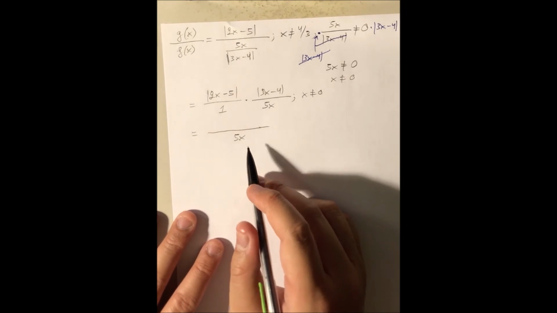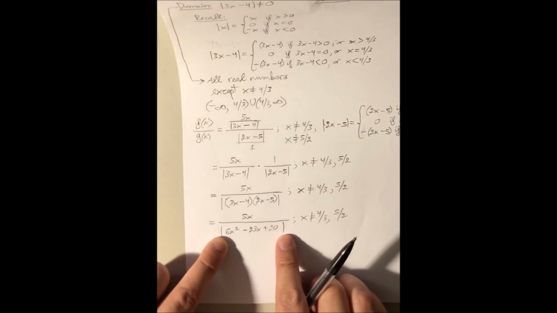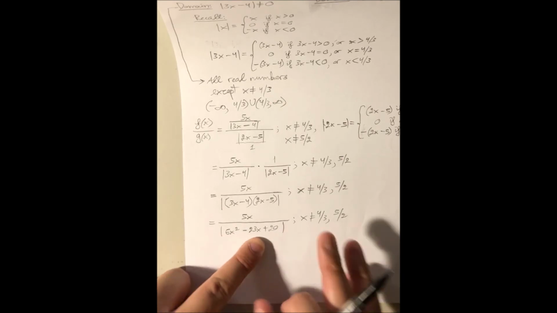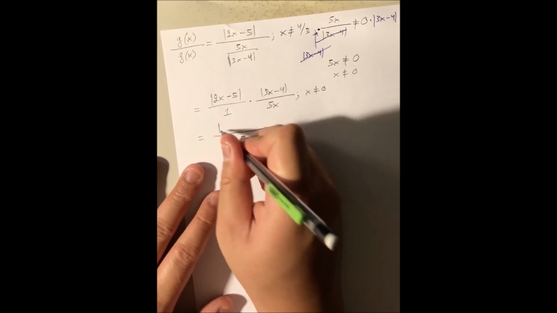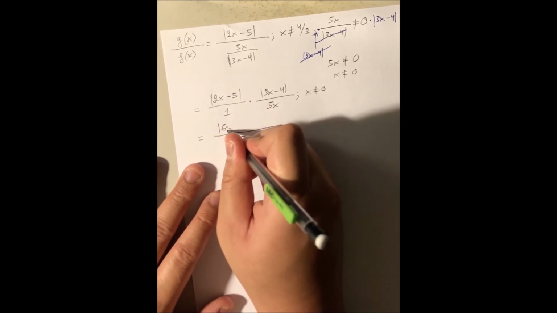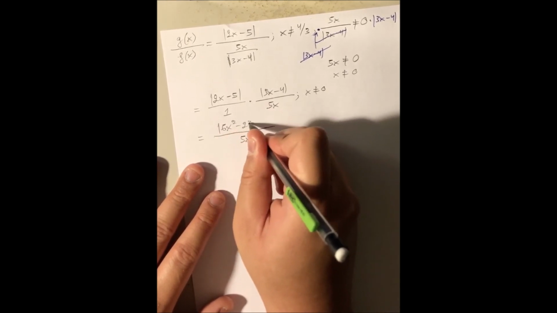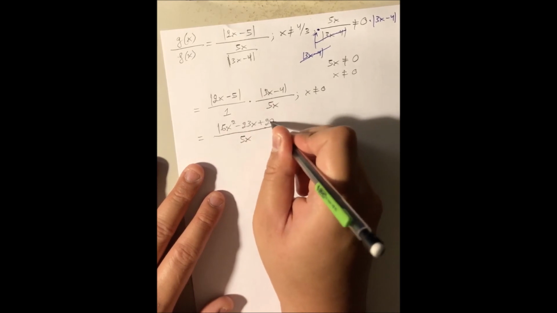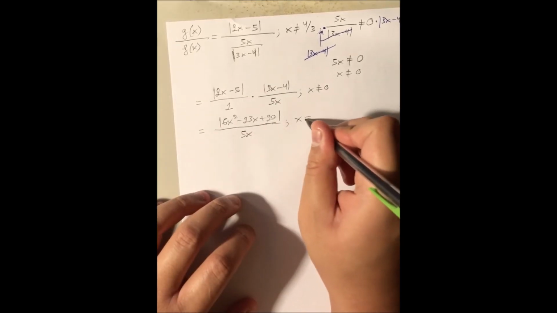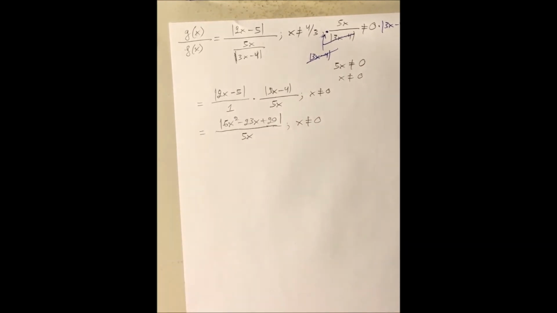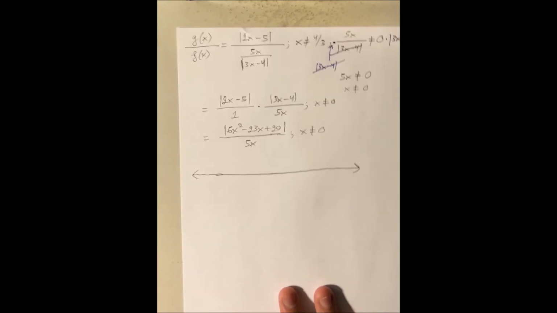And then multiply everything together by recognizing the fact that the denominator is the same, which is 5x. But the numerator is going to be the same as what we did earlier, which is just absolute value of 6x squared minus 23x plus 20. I'm not going to write out the work because you guys know how to do it. And of course, x cannot be equal to 0 at this step. So let's sketch the domain. So this is a number line.